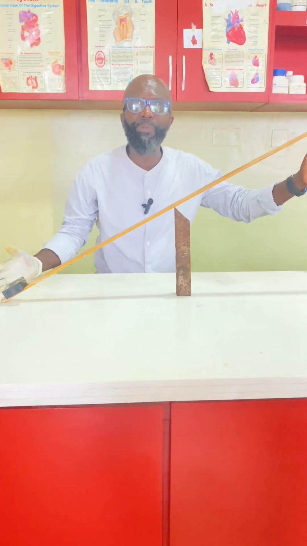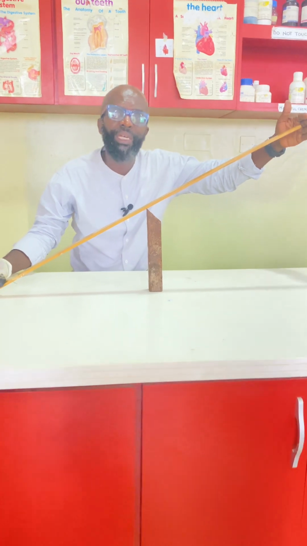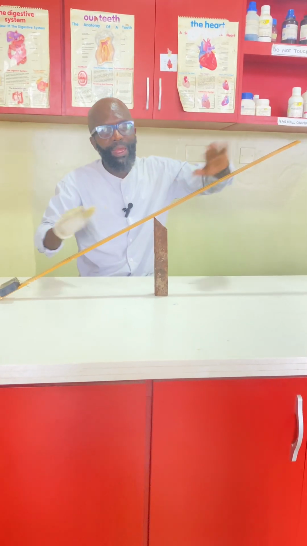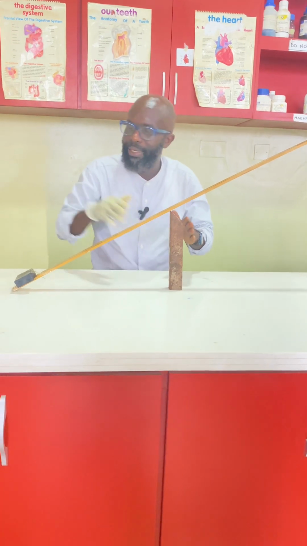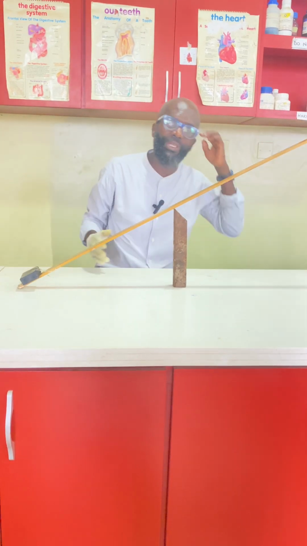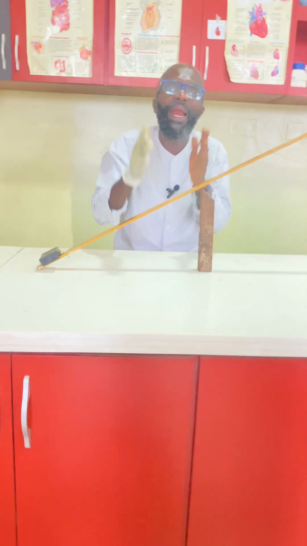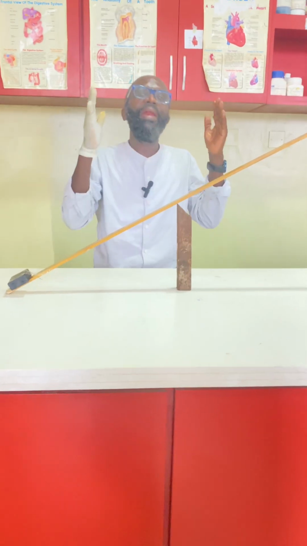Now, today we have a simple machine, and this type of simple machine is known as a lever. And what is a lever? A lever is just a rigid bar that has a pivot, that has a load, and that has effort. Now, today we are going to explain some terminologies that are applied in lever. And what are the terminologies?